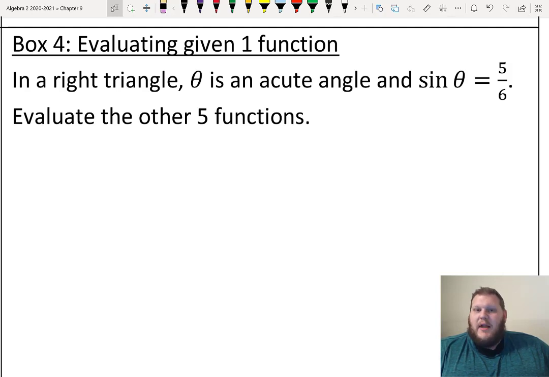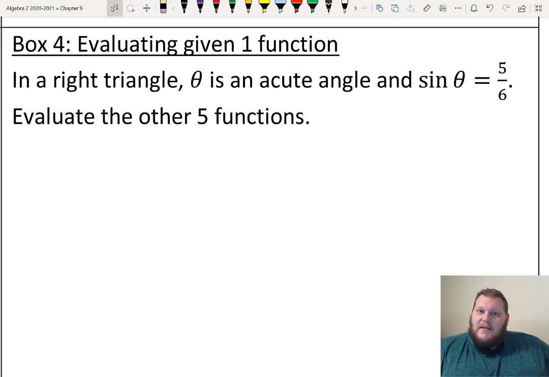And theta is an acute angle, meaning it's a right triangle like we're used to seeing. Those two things just set up saying it's normal, what we've been doing. And they tell us that sine of that angle, sine of theta, is 5 over 6. And they want us to evaluate the other 5 functions.